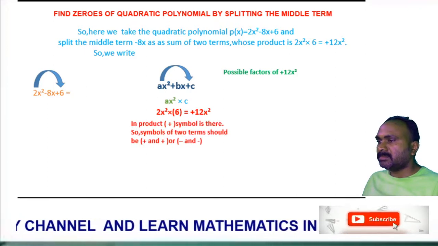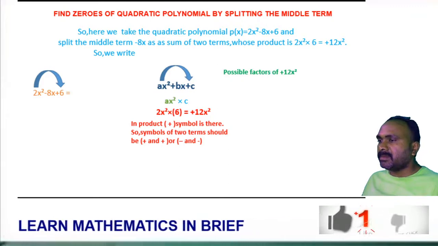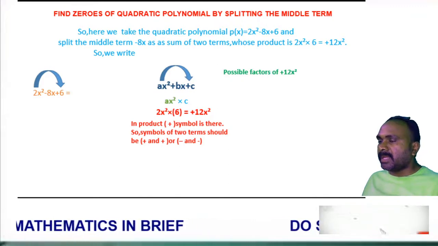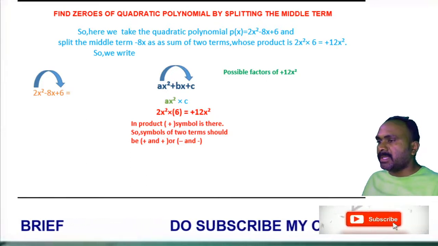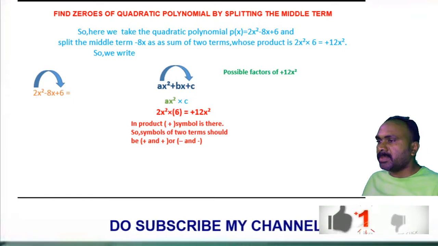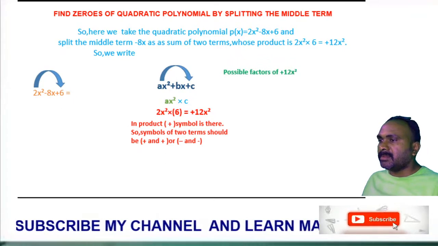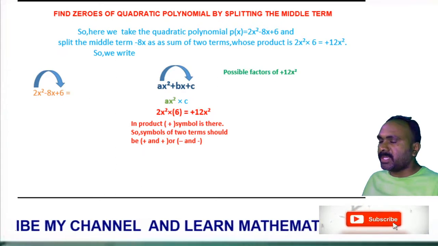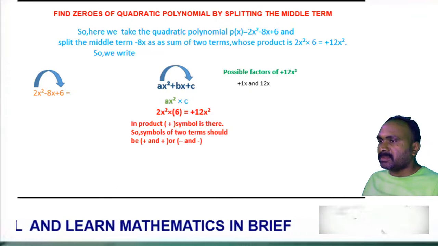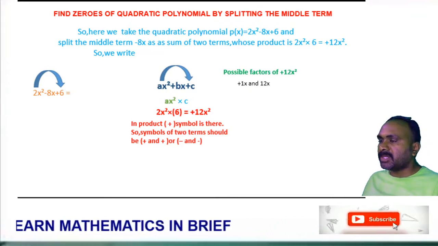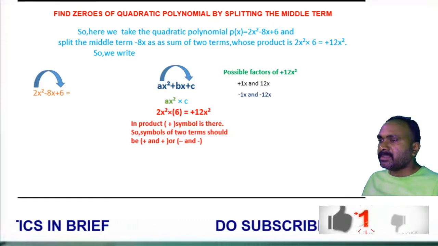In the product, the plus symbol is there, so we add two terms. So the symbols of the two terms should be plus and plus or minus and minus. The factors are plus 12x square, or plus 1x and plus 12x. Adding, plus 1 plus 12 equals 13x. Minus 1x and minus 12x, so minus 1 and minus 12 gives minus 13x.